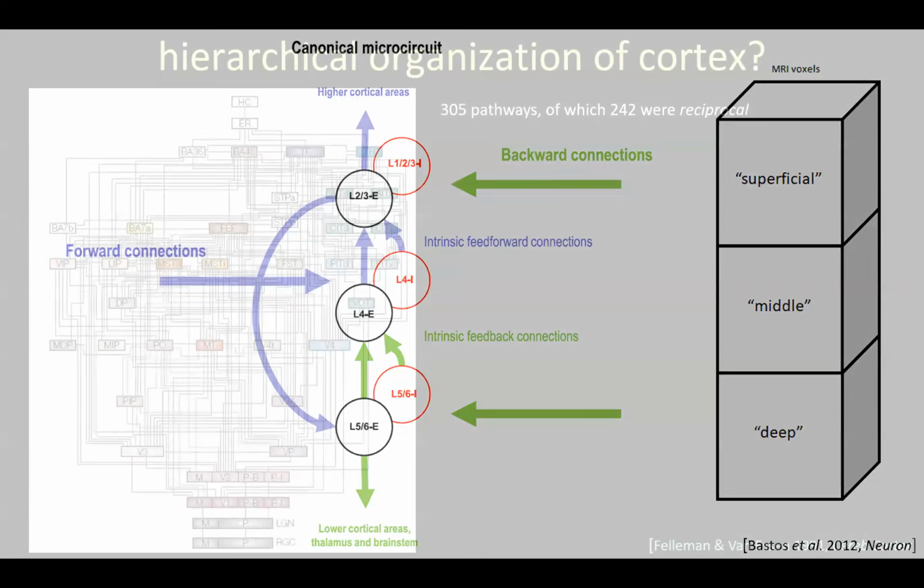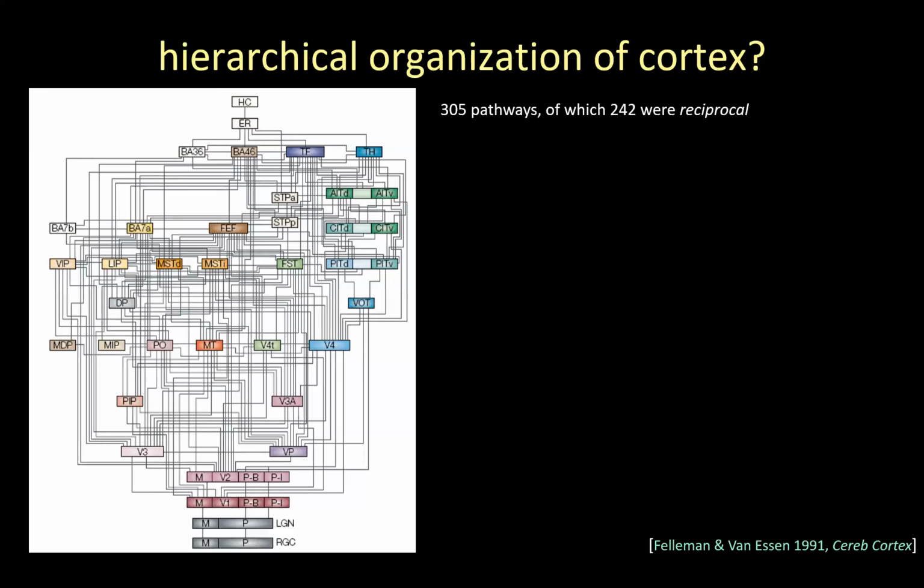Now, after defining these pathways, back to Felleman and Van Essen, they assigned each cortical area a place within a hierarchy. You can appreciate that if a cortical area is sending a feed-forward projection into another cortical area, you may say it's lower in the hierarchy. If it's receiving connections from a different cortical area, you may say it's higher in the hierarchy. With this logic, they computed a hierarchy of cortical areas based on the pathways identified between them.